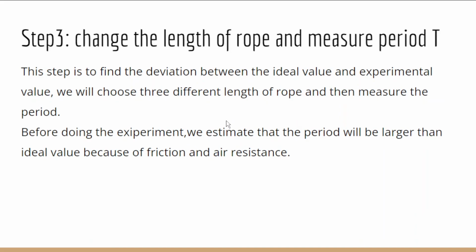Step 3. Change the length of the rope and measure period T. This step is to find the deviation between the ideal value and the experimental value. We will choose 3 different lengths of rope and then measure the period. Before doing the experiment, we estimate that the period will be larger than the ideal value because of friction and air resistance.